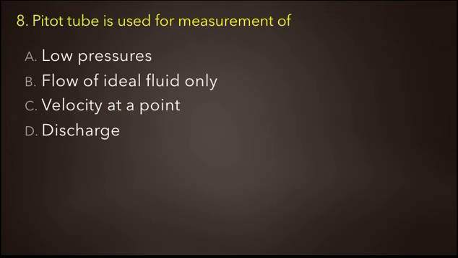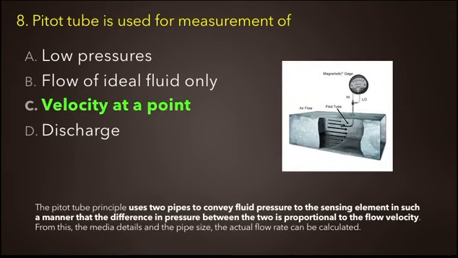Let us see the next question. Pitot tube is used for measurement of dash. We have the options: A. Low pressures, B. Flow of ideal fluid only, C. Velocity at a point, D. Discharge. The right option is C.